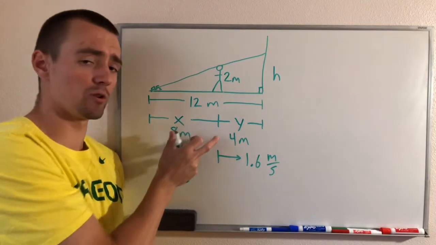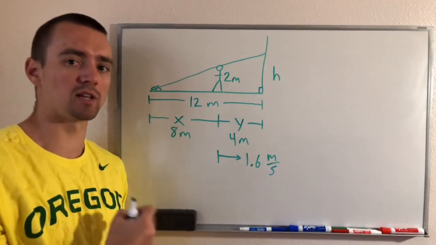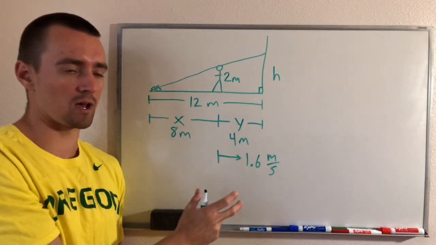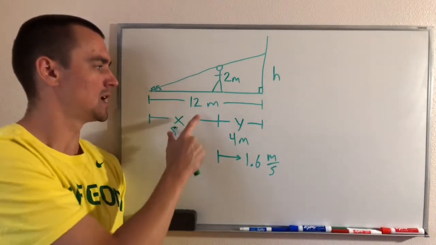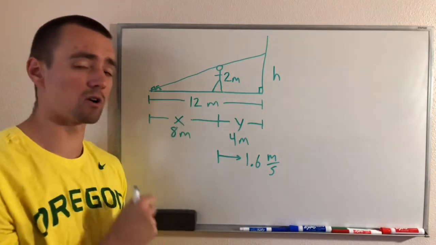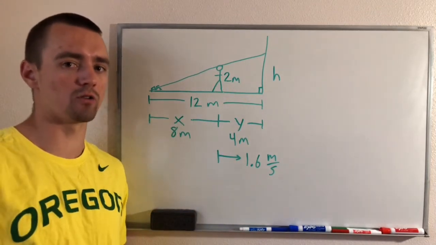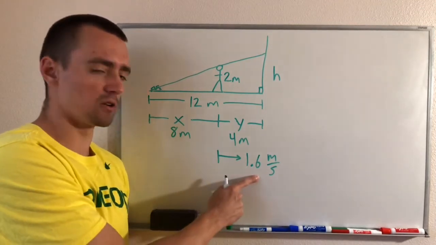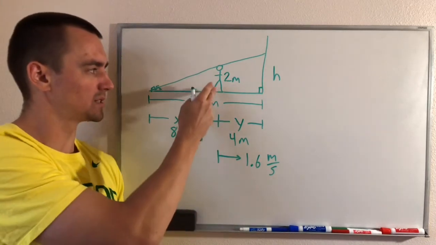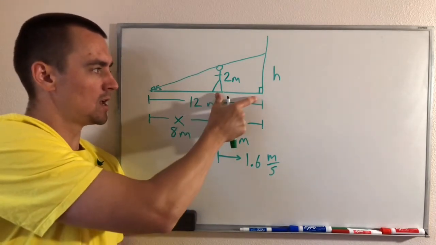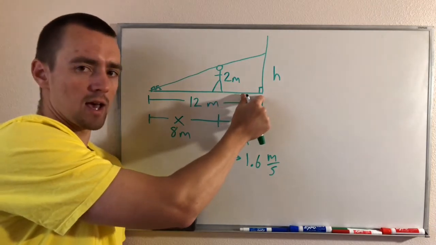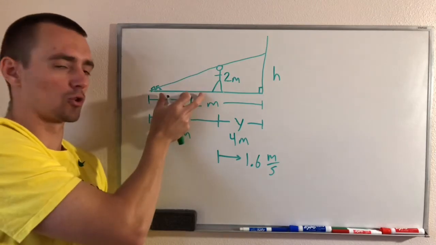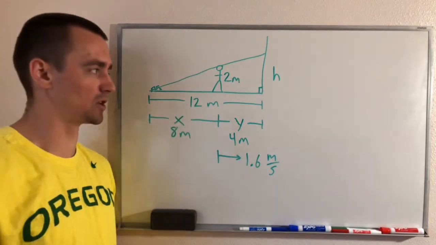However, we do want to label those two distances as variables because as time progresses, he's going to be moving, and these two distances are going to change over time. So we do need to label them as variables. These 12 and 2 meters are not changing over time, so we can use constants. And finally, we know the man is moving at a speed of 1.6 meters per second. So the distance between him and the wall is going to be shrinking at 1.6 meters per second, and the distance between him and the spotlight is going to grow at that same rate, 1.6 meters per second.